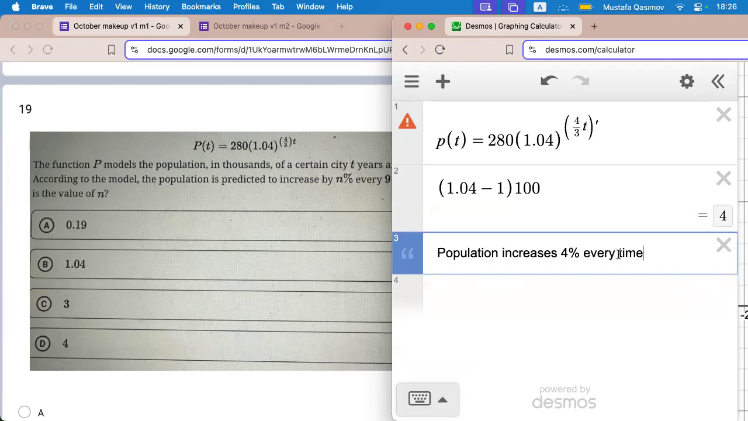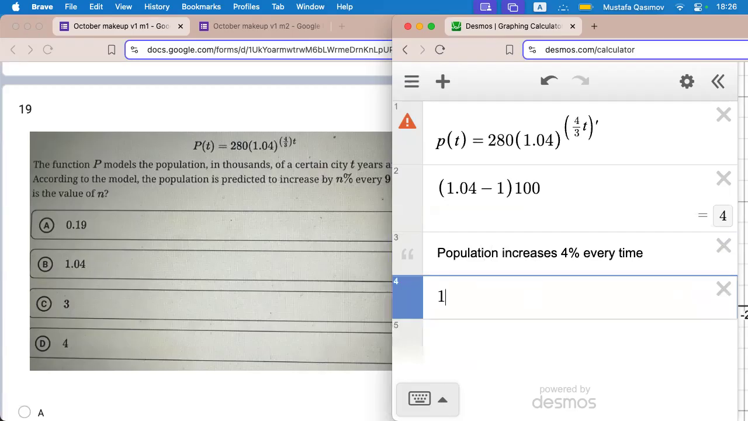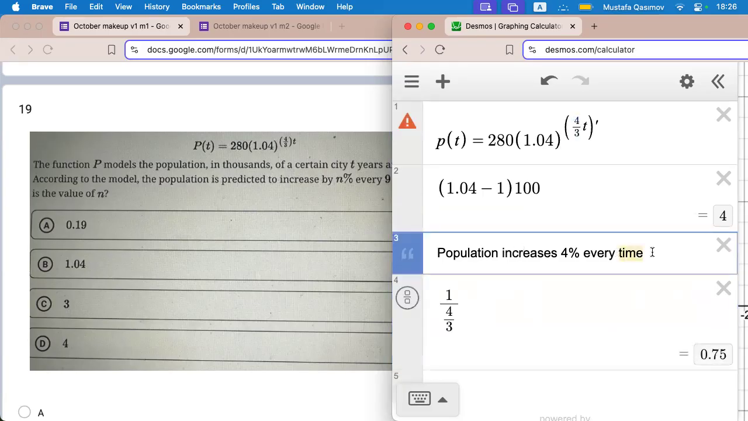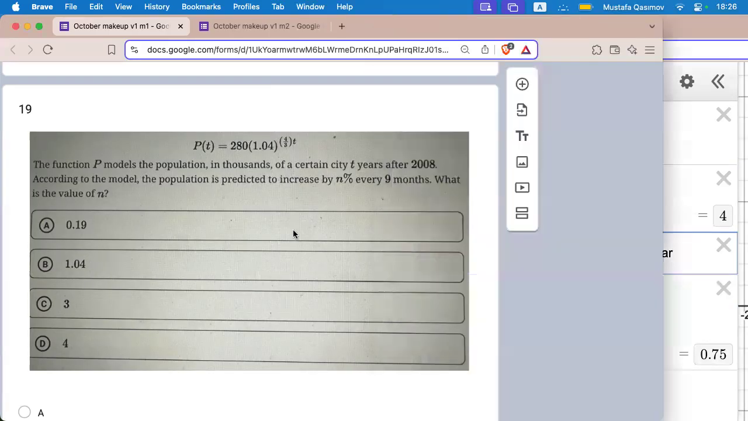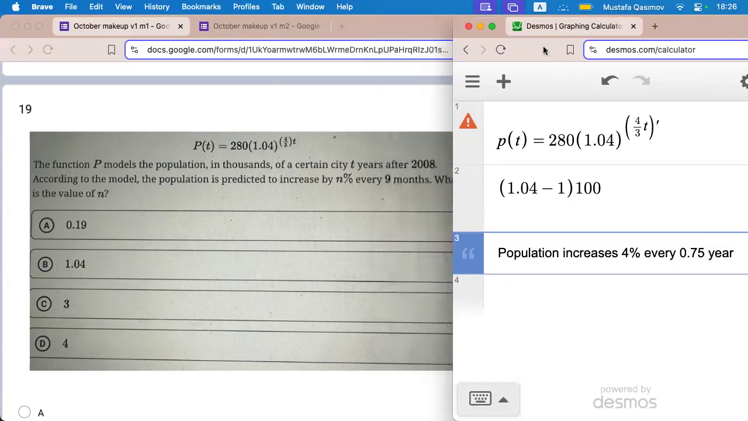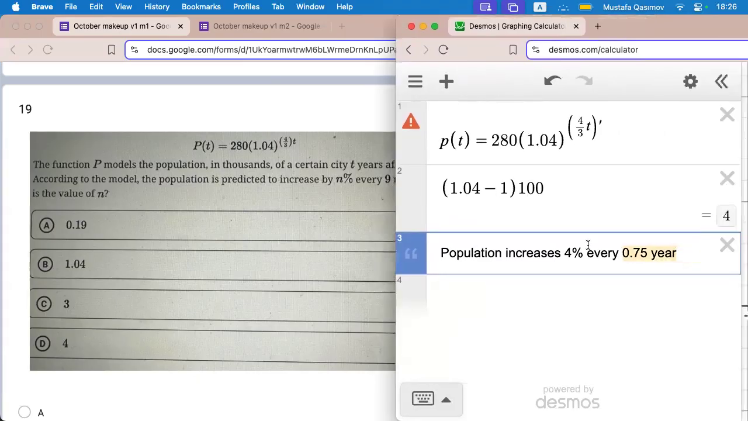Okay, and let's find this time. You can see that it's 4 over 3t. When you use this formula, 1 over 4 over 3, 1 over this value, you will get this time. It is every 0.75. Because t represents number of years, it is every 0.75 year, like that. And we are getting this 9 months from here, 0.75 year. Okay, now I want to ask you a question. Because in last SAT exam, they are using this type of question a lot of time.